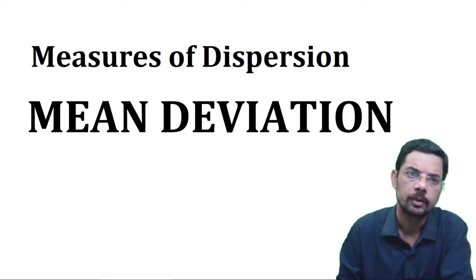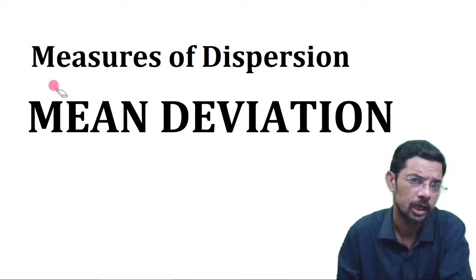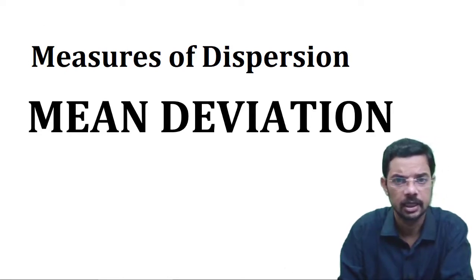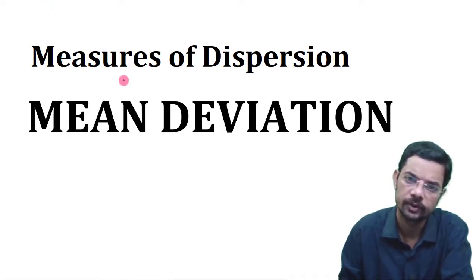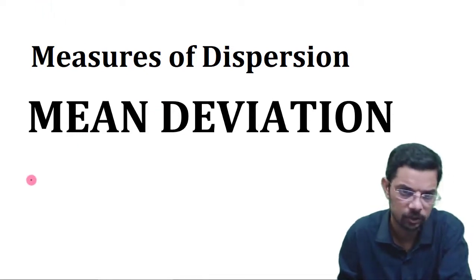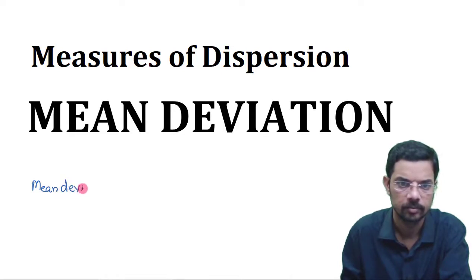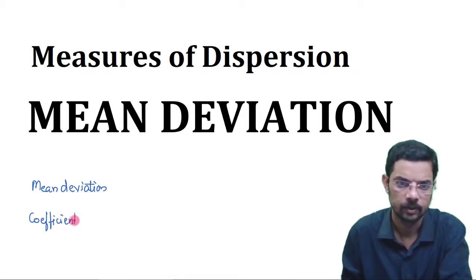Now, there are two types. We already know there are two types of measures of dispersion. One is the absolute measure and the other one is the relative measure. The relative measure is known as coefficient of mean deviation. The absolute measure is known as mean deviation. So, we will be studying mean deviation and coefficient of mean deviation.